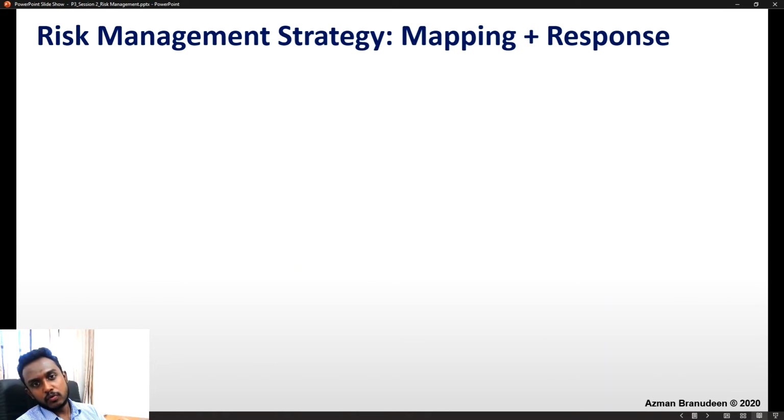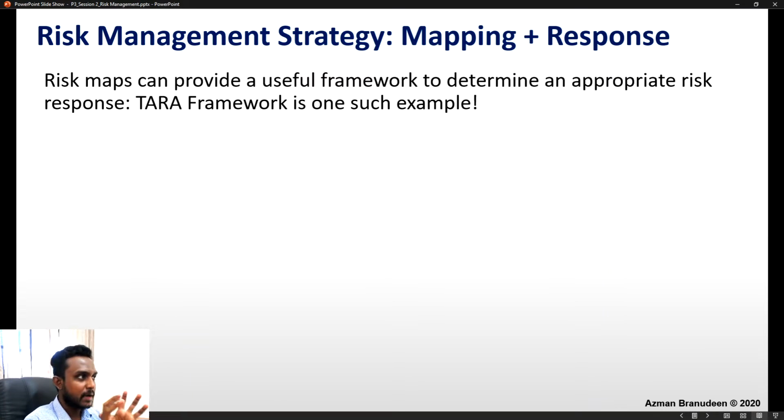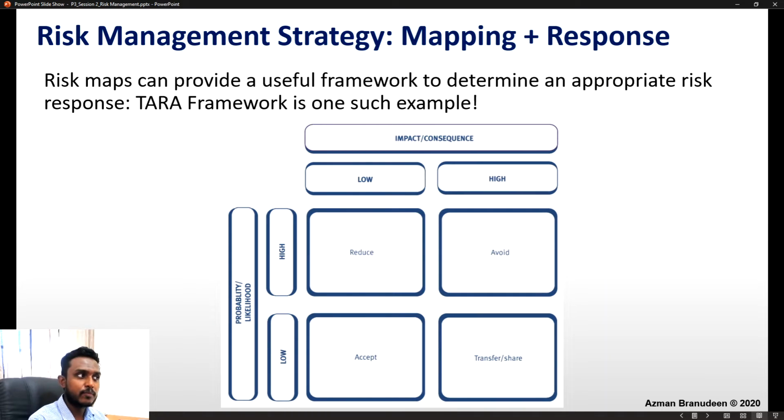Now, what can we do if we combine mapping and responding together? Risk maps can provide a useful framework to determine an appropriate risk response, and the TARA framework is one good example. Here you have the TARA framework where the likelihood and impact matrix has been matched with a response strategy. So if your likelihood is low and your impact is low, you can accept that risk here. If your likelihood is low but your impact is high, you can transfer or share that risk.